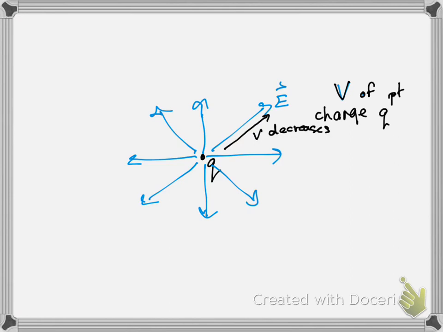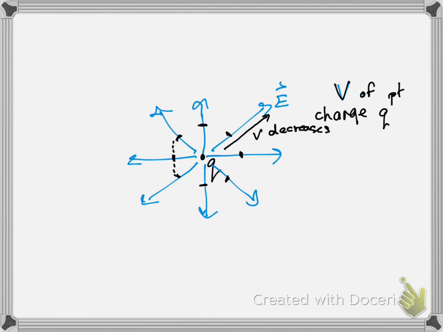Okay, so where is the potential constant in this diagram? I don't mean zero, I mean constant. If the potential right here at this point is 3 volts, 3 joules per coulomb, where else is it 3 joules per coulomb? Well, it's 3 joules per coulomb here, here, here, here, here, here, and here. It's 3 joules per coulomb at the same distance away from Q everywhere.